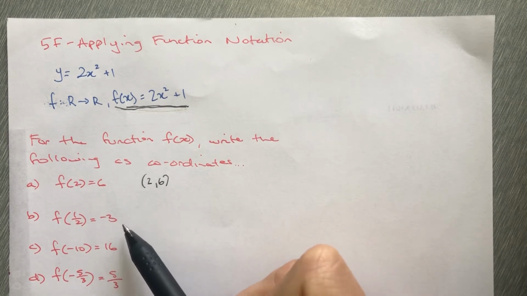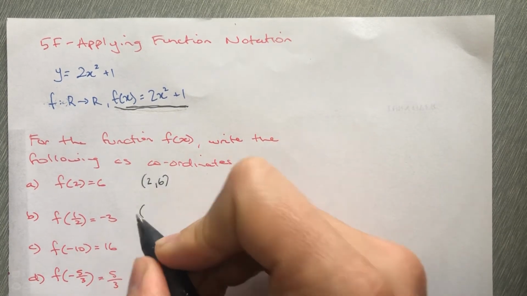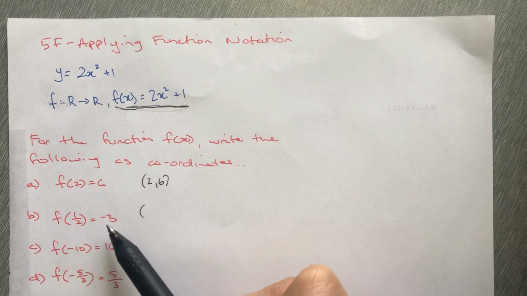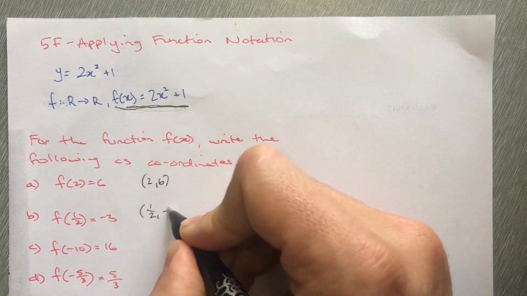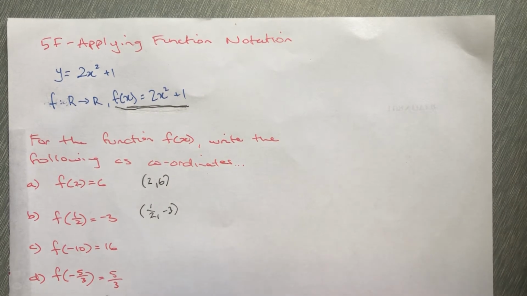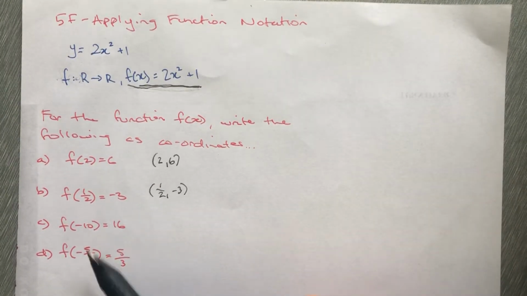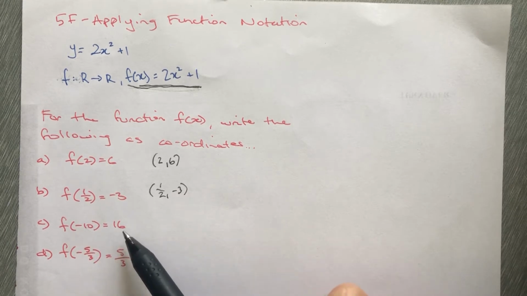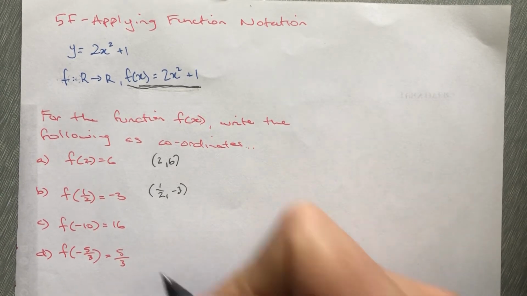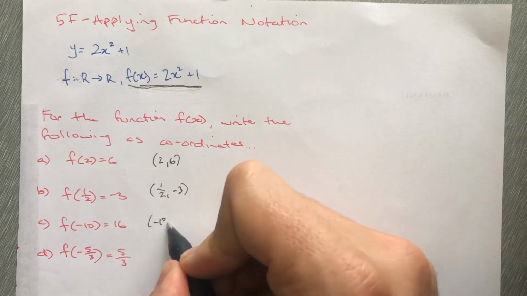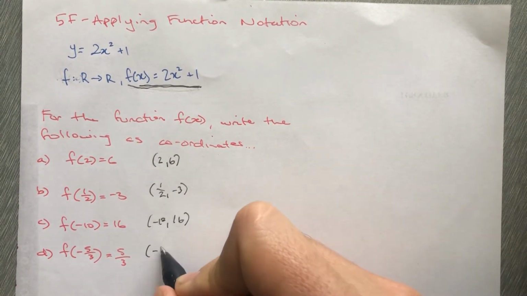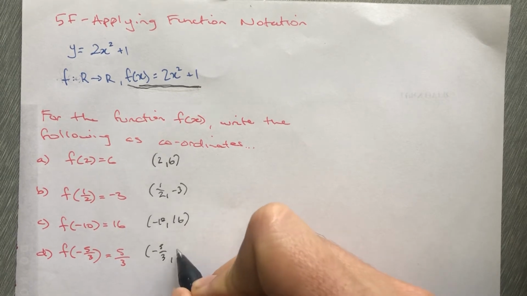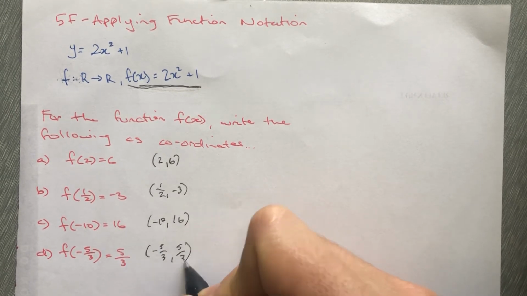We can go down here and do the same. So when x is 1/2, y is -3. So as you can see, or as you can hopefully see, this is reasonably simple. We can just see we've been given an x value and we've been given a y value as well. So I'll finish the last couple off. Cool.